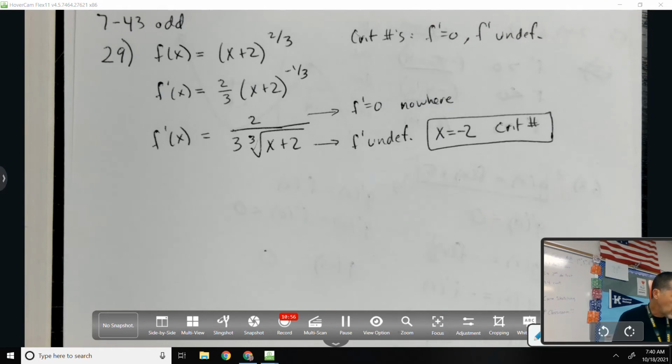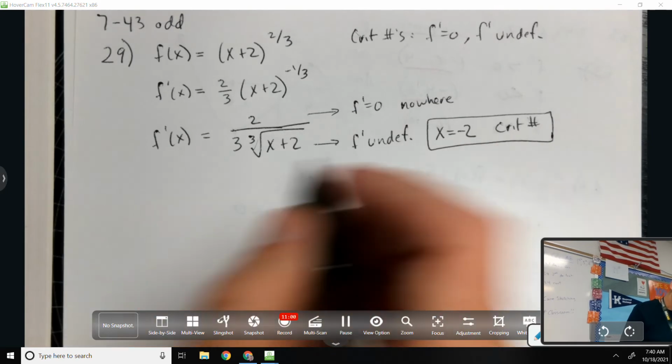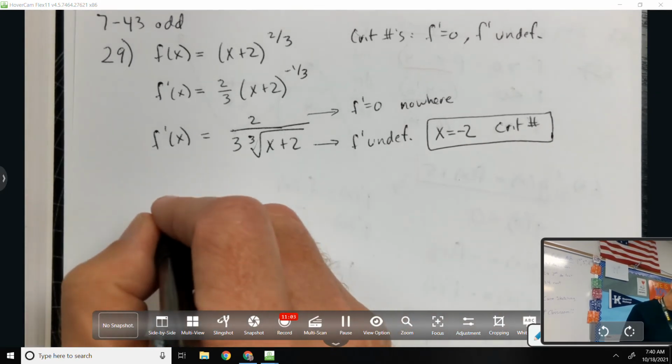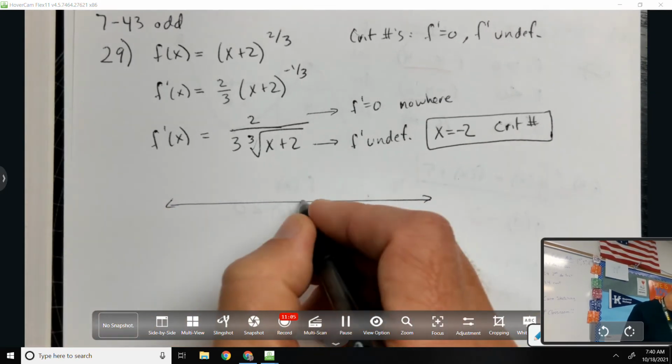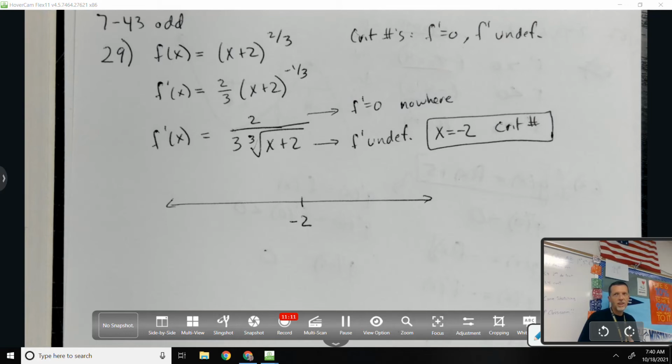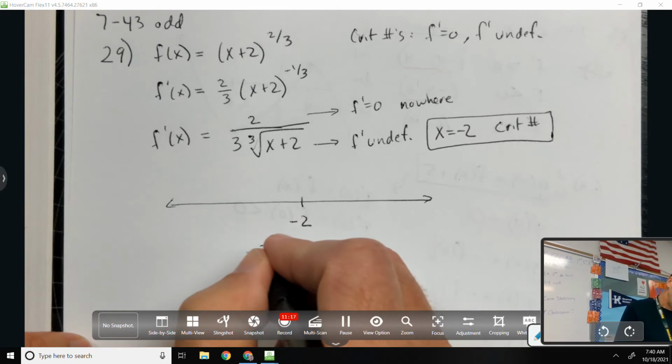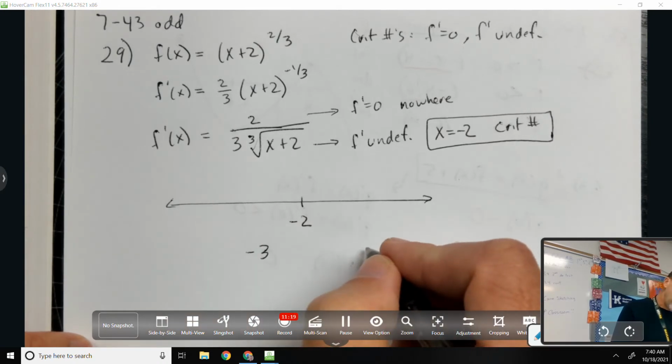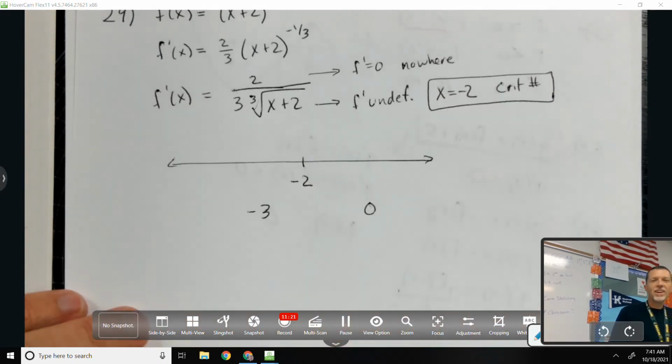Part B, find the open intervals on which the function is increasing or decreasing. So I use -2 to set up the intervals. And by the way, this part is not on the quiz today, right? Setting up intervals, increasing, decreasing, that's not on the quiz. I'll pick 0 on that side.